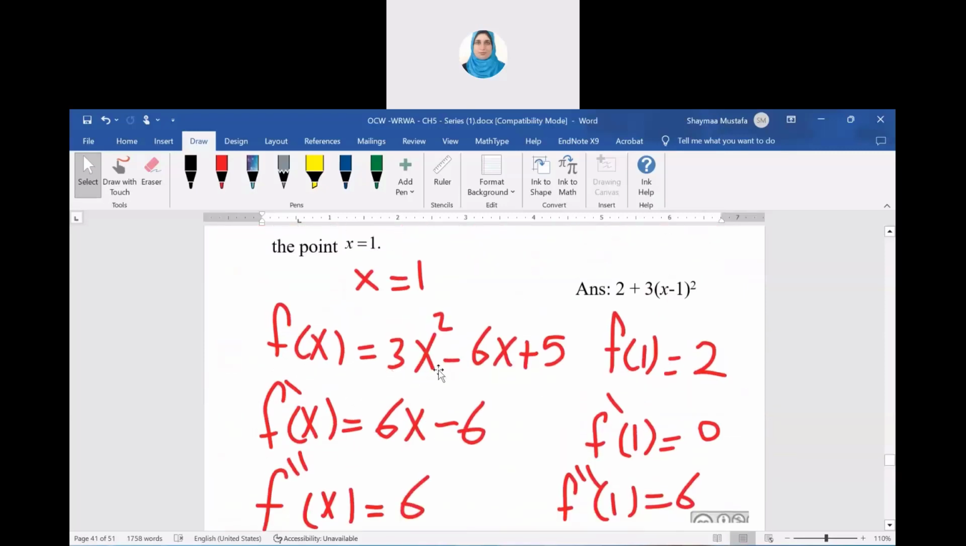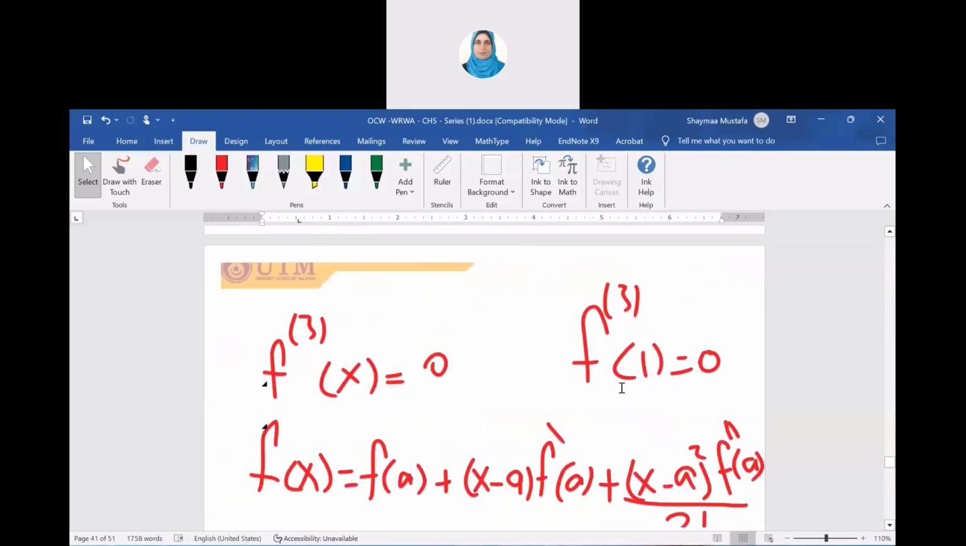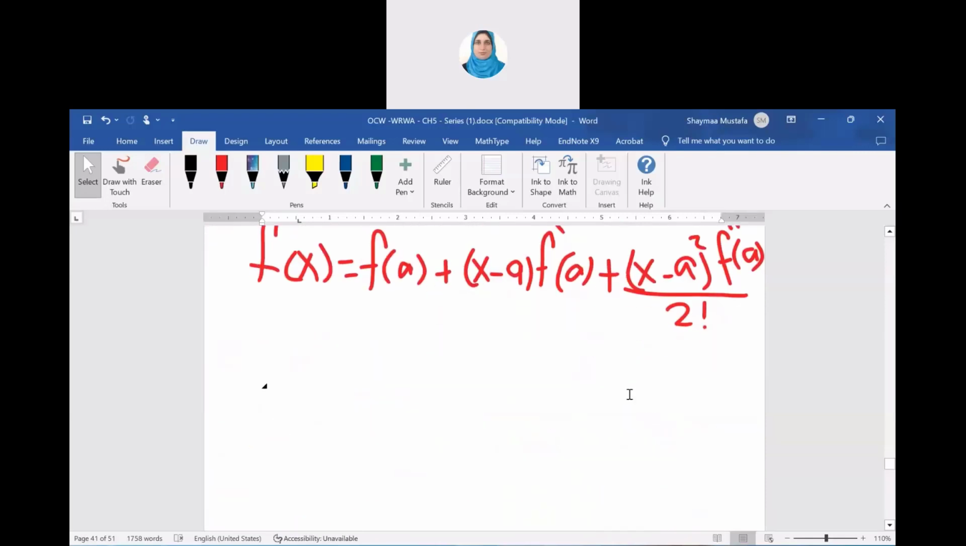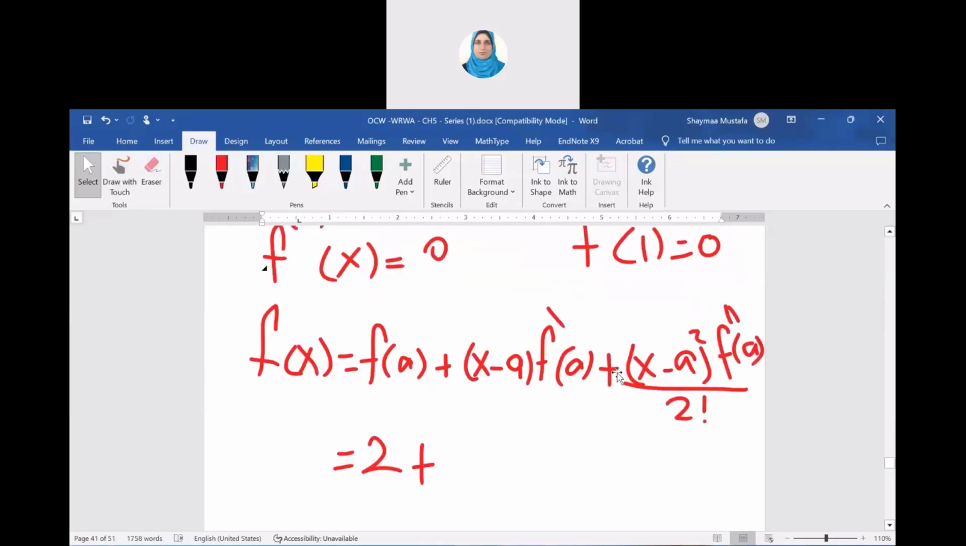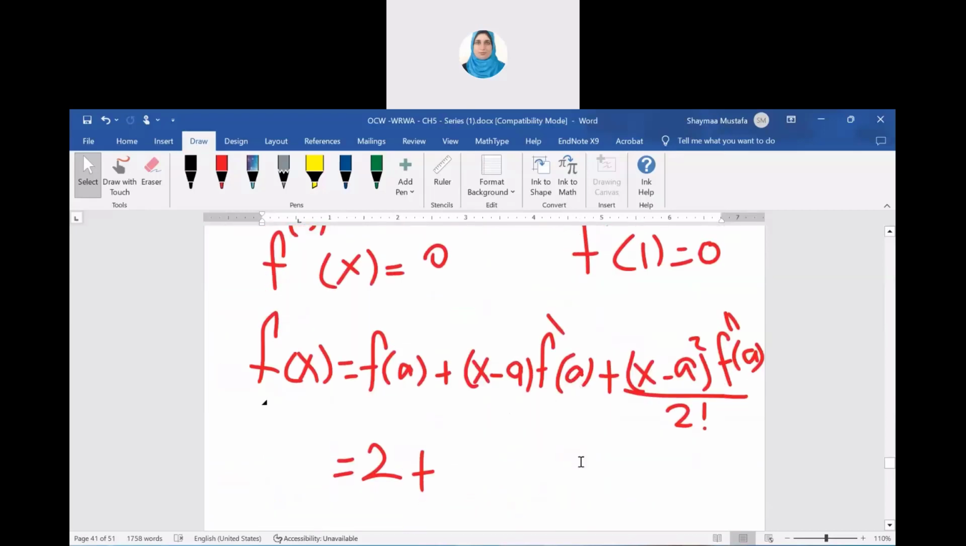Now f of a, f of 1, is equal to f of a plus... Now the first derivative is 0. The first derivative here at 1 is equal to 0. So, okay, now maybe to not confuse, a here is equal to 1. Our point here is 1.